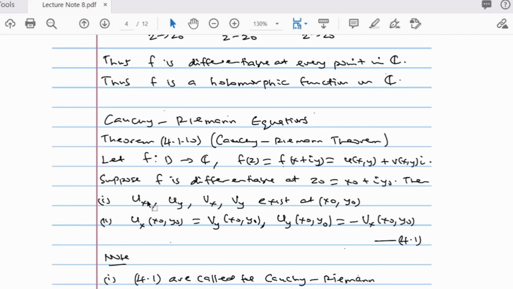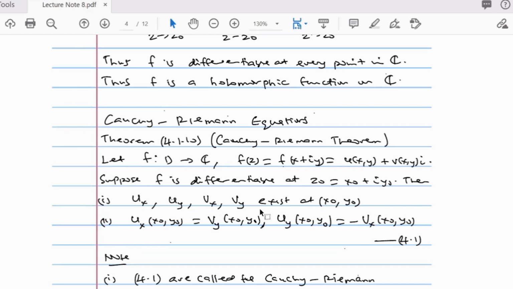Then, what is the condition? This is the partial derivative of u with respect to x. This is the partial derivative of u with respect to y. This is the partial derivative of v with respect to x. This is the partial derivative of v with respect to y. So if f is differentiable, then these partial derivatives will exist at z naught, where z naught is equal to x naught comma y naught. So if your f is differentiable at z naught, then the first partial derivatives will exist at the point z naught.